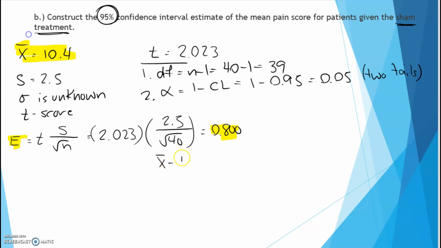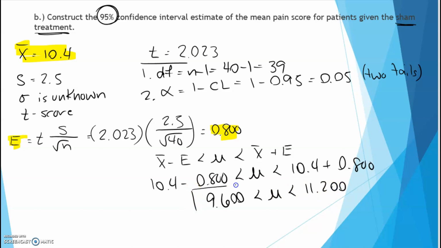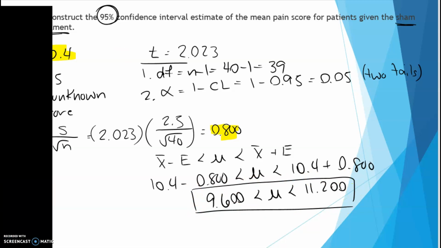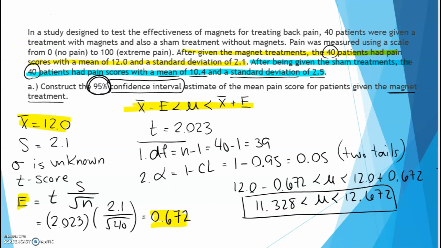Okay. Now I've got the two things I need to make my confidence interval. So that would be x bar minus e less than mu less than x bar plus e, or 10.4 minus 0.800 less than mu less than 10.4 plus 0.800, which is the same thing as 9.600 less than mu less than 11.200. And this would be my confidence interval for the sham treatment. We go back. This is my confidence interval for the magnet treatment.